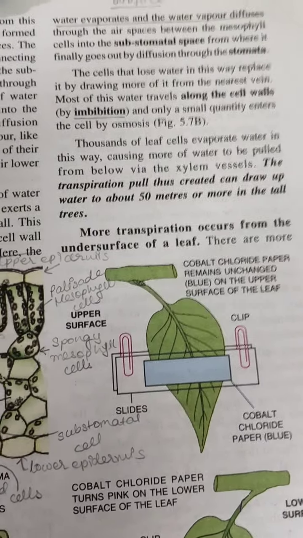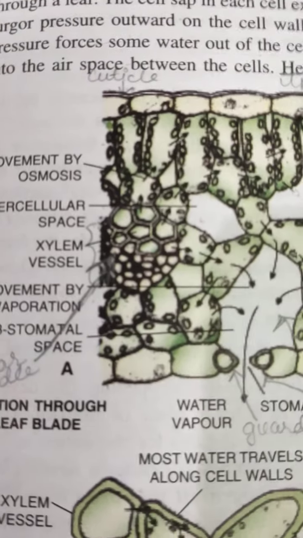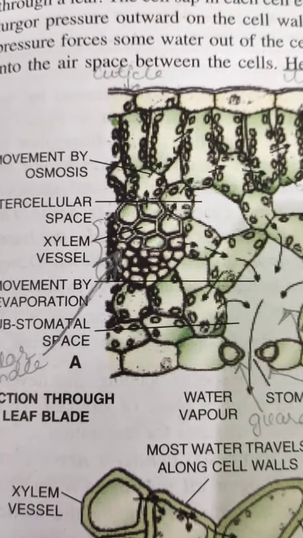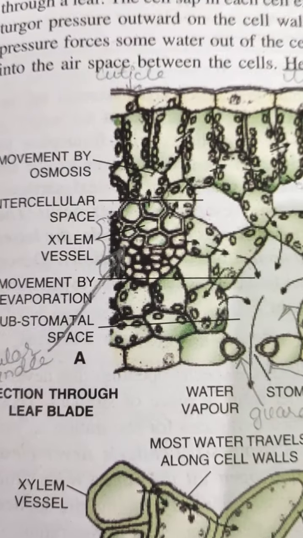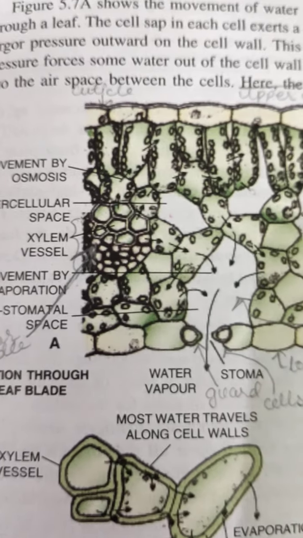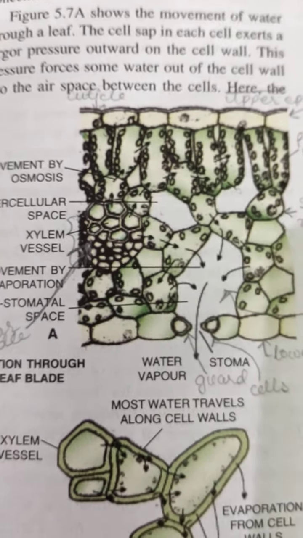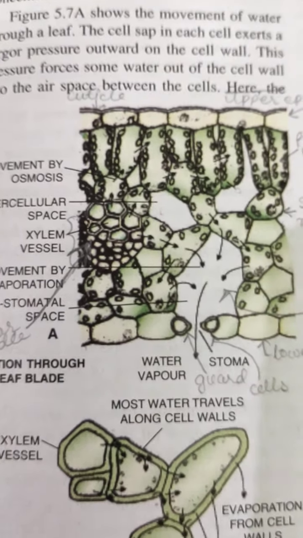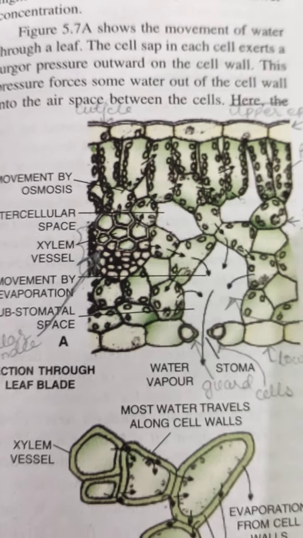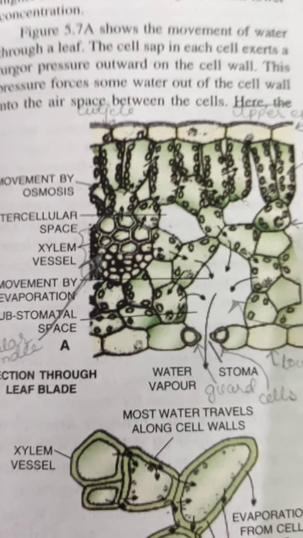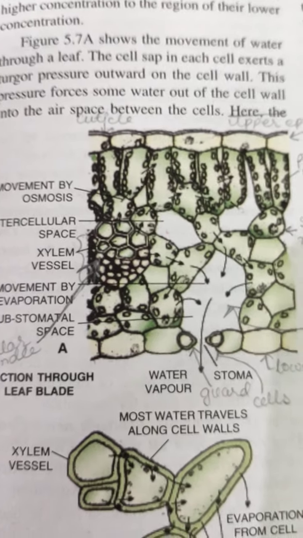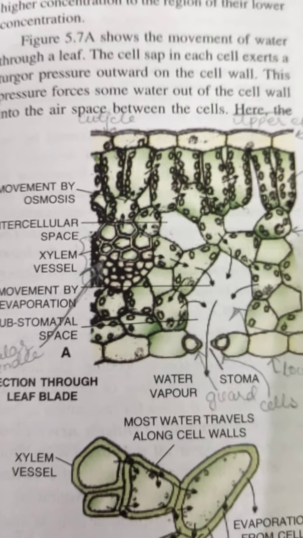So we need to know from where to where it is going. As you can see the xylem vessels over here. From the xylem vessels, the water is coming inside to the leaf cells or leaf tissues. And then you please mark the arrows. You have to observe the arrows, from where it is coming and to where it is going. And you can see very well that ultimately it is reaching into the substomatal space, and from the substomatal space it is diffusing out through the stomata. Clear?